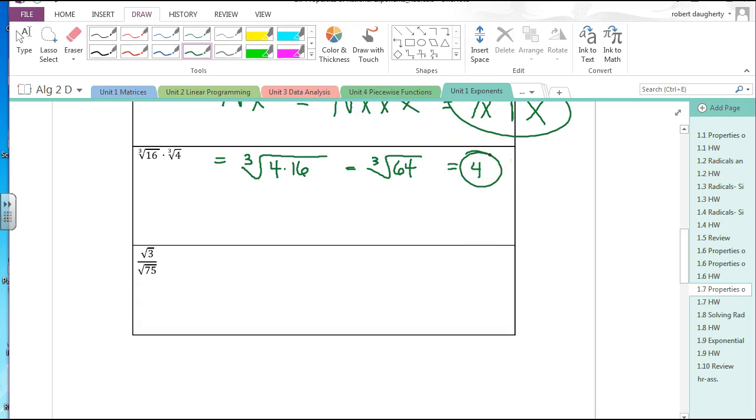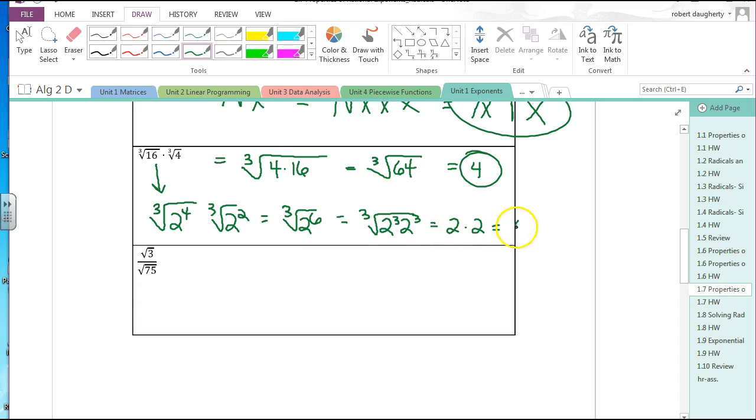Okay. Now another way you could have done that is you could have said this is the cube root of 2 to the 4th times the cube root of 2 squared. So this is the cube root of 2 to the 6. That's the same thing as the cube root of 2 cubed times 2 cubed, which is 2 times 2, which is 4. Okay, there are multiple paths of getting to this answer.